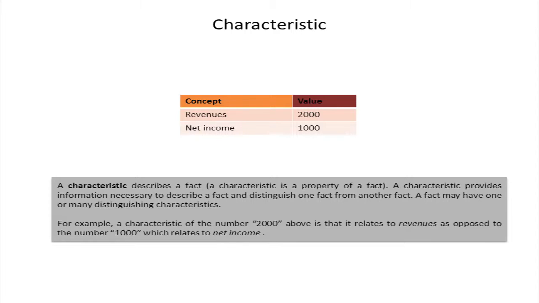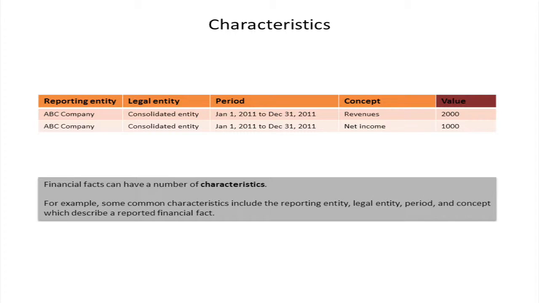But facts usually have more than one characteristic. So let's look at some other characteristics that would be on a fact. Here you can see a fact with multiple characteristics. You see the reporting entity, the legal entity, the period, the concept. So you can see that there's more context for the values of 1,000 and 2,000. And that's what characteristics do. They contextualize the information so you can tell one from another, and then you have information about the fact.